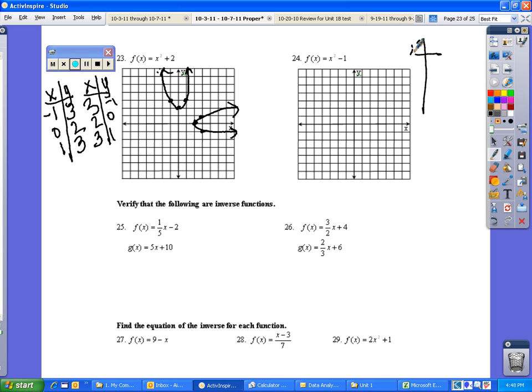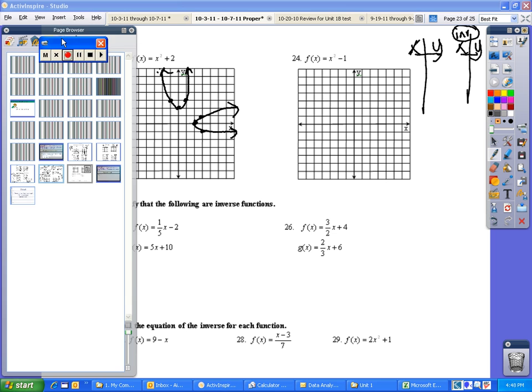Same thing over here. X, Y. Flip them for the inverse. X, Y. Make sure you label inverse. Didn't label that over here. I guess my hand was in the way.